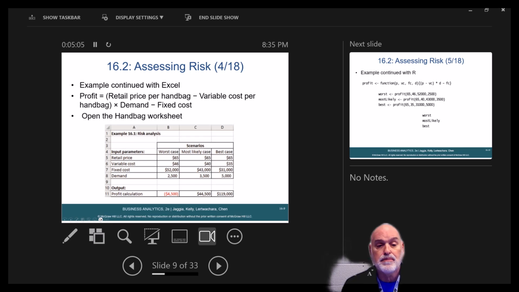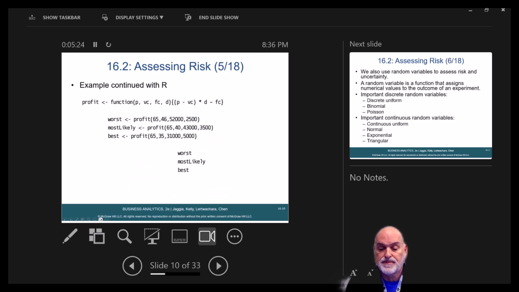So this is an example here with Excel. Profit equals the retail price per handbag minus the variable cost per handbag, times demand, minus fixed cost. And if we open up a handbag worksheet, we can plug in all of the different variables. And this is continued with R.